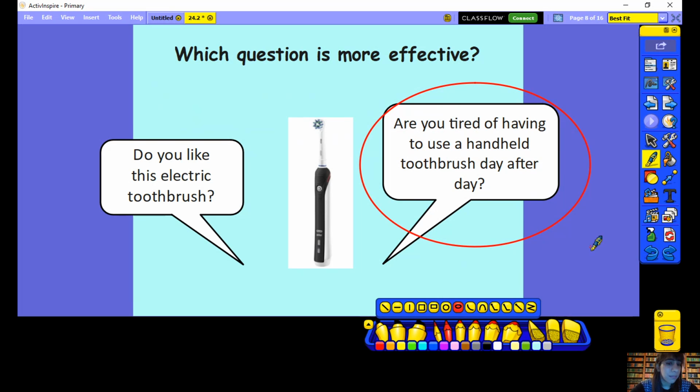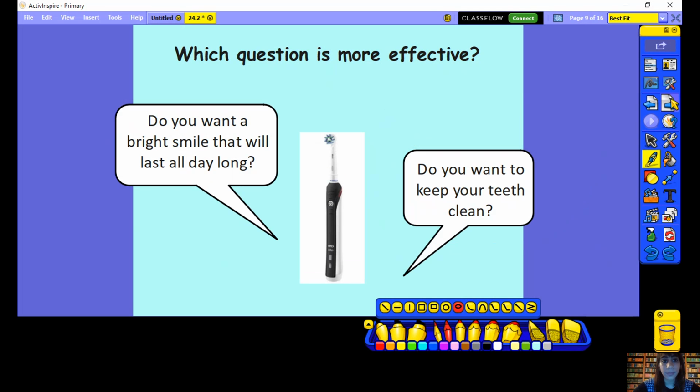If you would just ask, do you like this electric toothbrush? You're either going to get a yes or no, or I don't know. And that's less likely to get the target audience interested in your product. Let's have a look at another one. So again, pause the video here, read the two questions and which one is more effective and why.